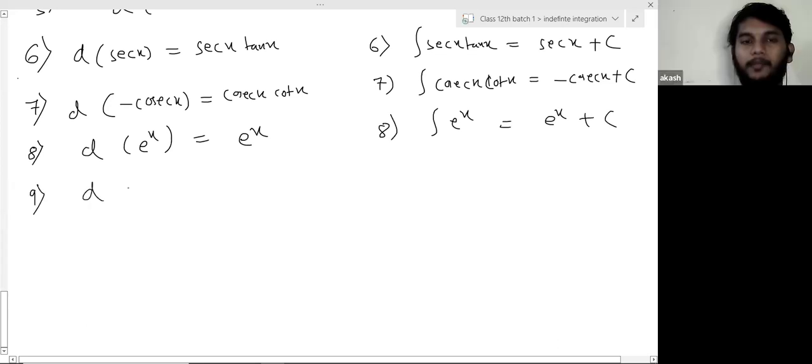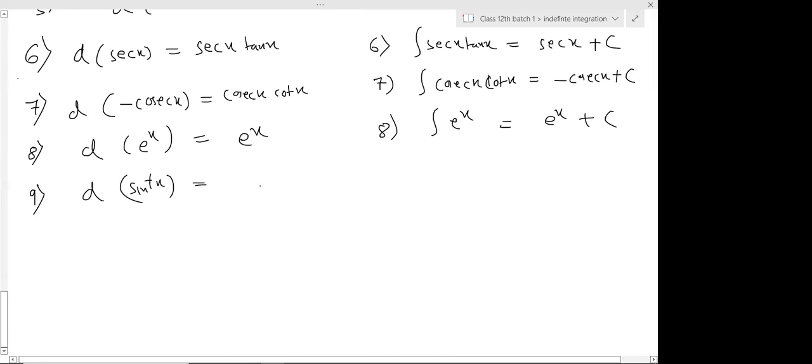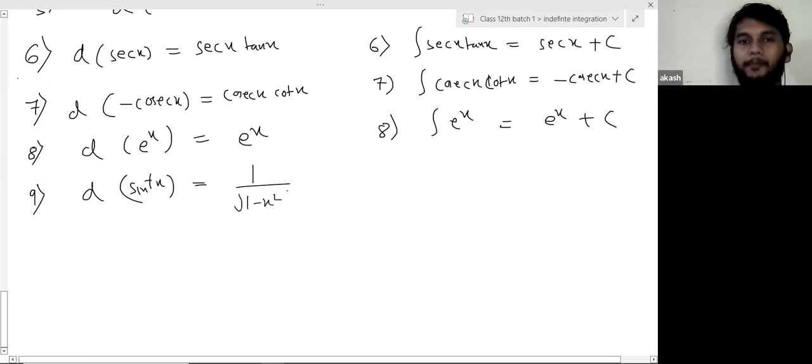And differentiation of sine inverse x is 1 by root 1 minus x square. So integration of 1 upon under root 1 minus x square is sine inverse x plus c. Differentiation of cos inverse x.